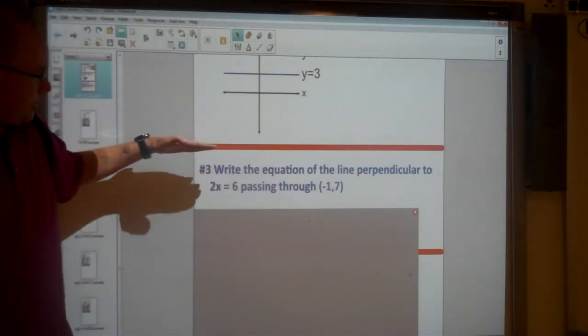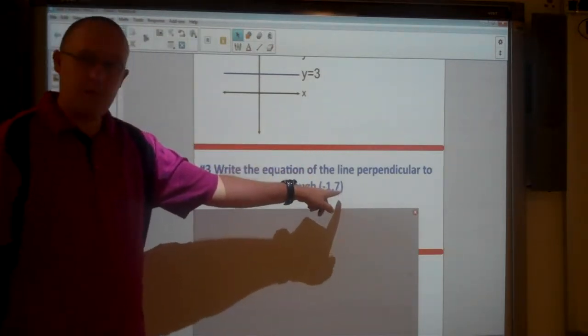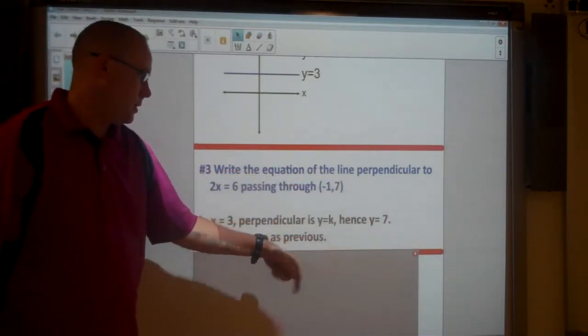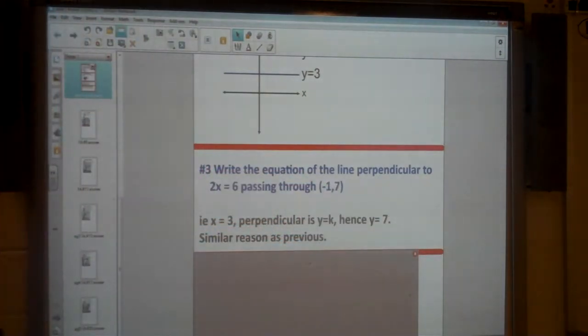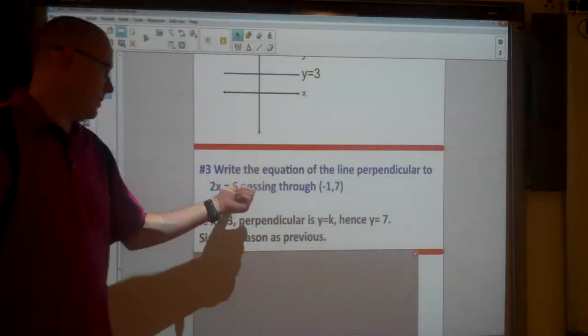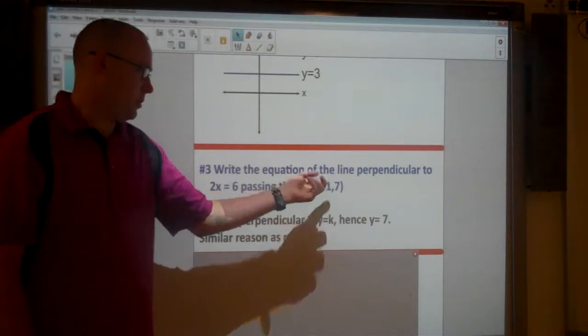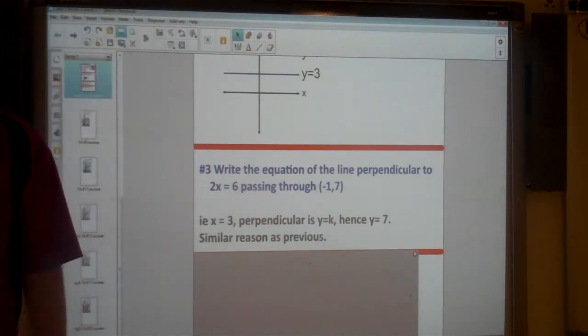So the perpendicular line is going to be y equals. Actually it's the same question as previously, we just need to find what the y value is, so y equals 7. Now if this question had said parallel to 2x equals 6, then that means it would also start with x equals, and our equation would just simply be x equals negative 1.